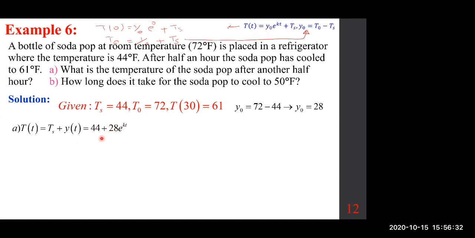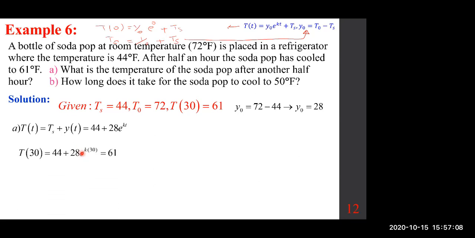So there are three pieces we are looking for, everybody: k, y sub 0, and T sub s. So quickly we found y sub 0 and T sub s. So what is missing? K. How do you find it now? This piece of information, T of 30 is 61. Replace the T with 30, and the other side is 61. This is a simple calculation. Now it becomes pretty much intermediate algebra.